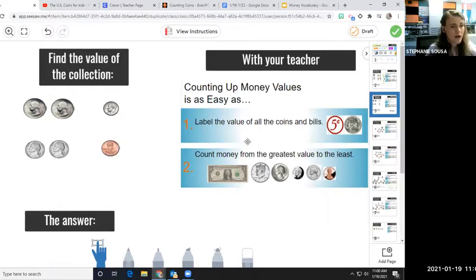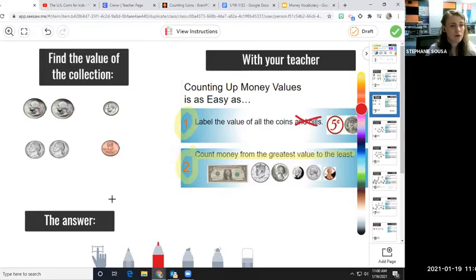As you're working on that, I want to point out that there are 2 steps to each slide. I am still sending back fraction work from people who didn't do the second step. Please make sure you are following all steps of the directions on the slides, okay? All right, step 1 says label the value of all coins and bills. Go ahead and cross out bills. We don't have any bills on this picture. We only have coins.